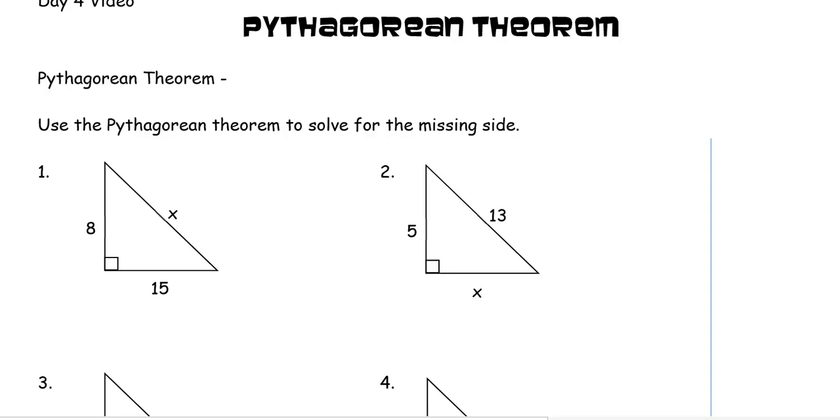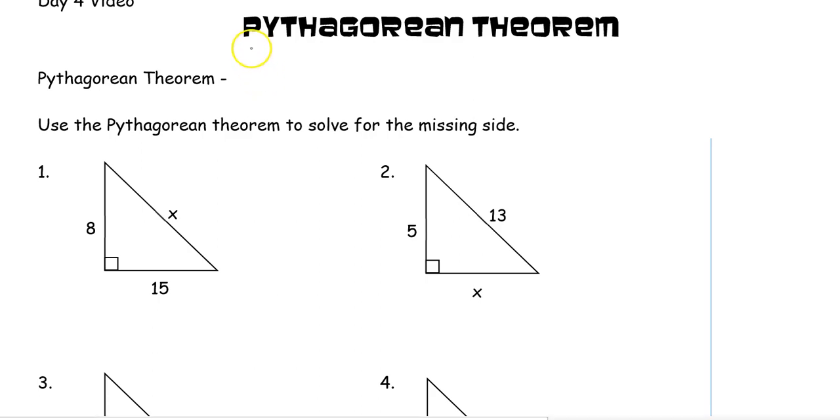Today's video is going to be about the Pythagorean Theorem. We're going to start with what is the actual Pythagorean Theorem. You probably learned it as a squared plus b squared is equal to c squared, which is true, but we're going to go a little bit deeper into it, and we're going to talk about what is a, what is b, and what is c.